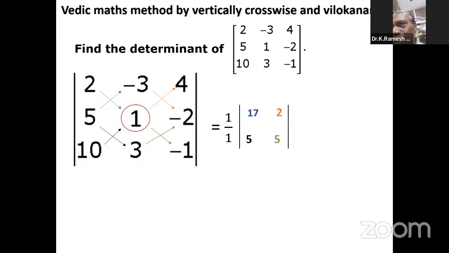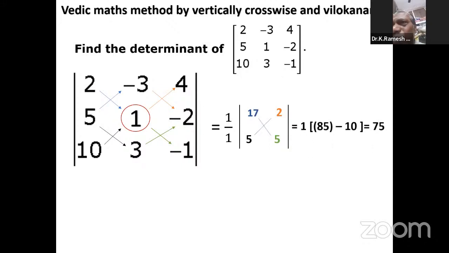Again, when you take the next determinant, that is 1 into 1 is minus 1, and 3 into 2 is minus 6. So minus 6 will be, because it is upward multiplication, it is minus 6 will become plus 6. So minus 1 plus 6 will be plus 5. So you will get 17 to 5, 5.